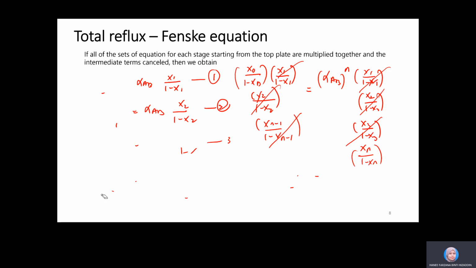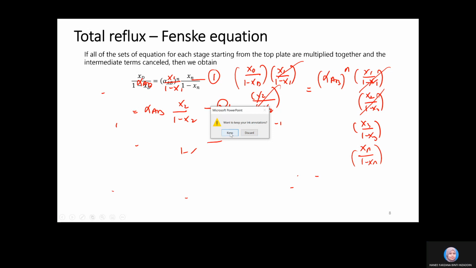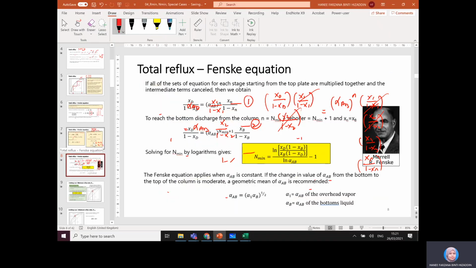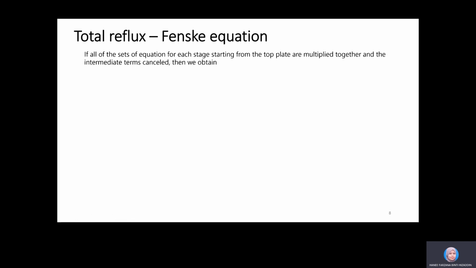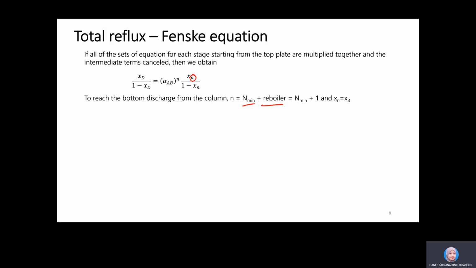Sorry, I take time to erase this writing. I'm keeping the annotation because I still want to keep some of it. Let's have a look again at this slide. I've shown you what happens when the equation from each stage is multiplied together. So you end up with xd over 1 minus xd equal to alpha AB to the power of n times xn over 1 minus xn. To reach the bottom discharge of the column, we put this n as n minimum plus reboiler, because we always want to indicate whether or not our calculation includes a reboiler. The reboiler is just one extra stage, so n equals n min plus 1. And at the bottom of the column, xn will actually equal xb.